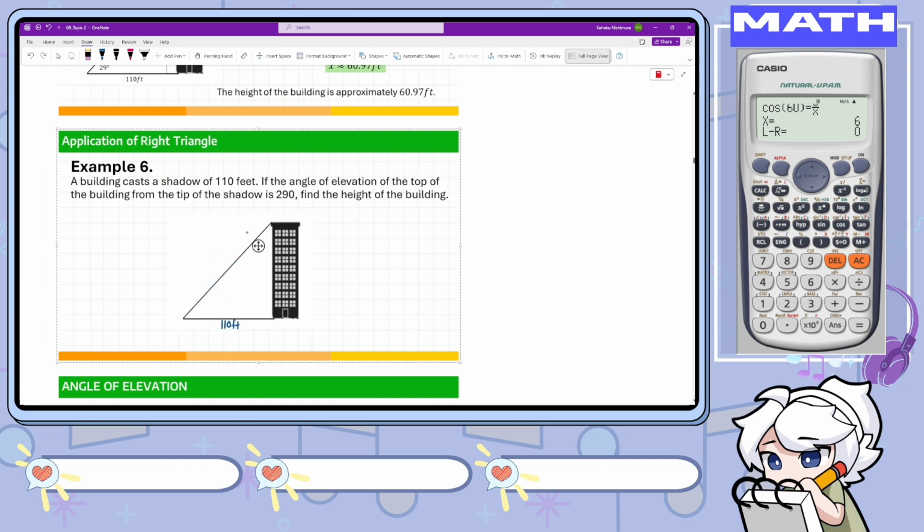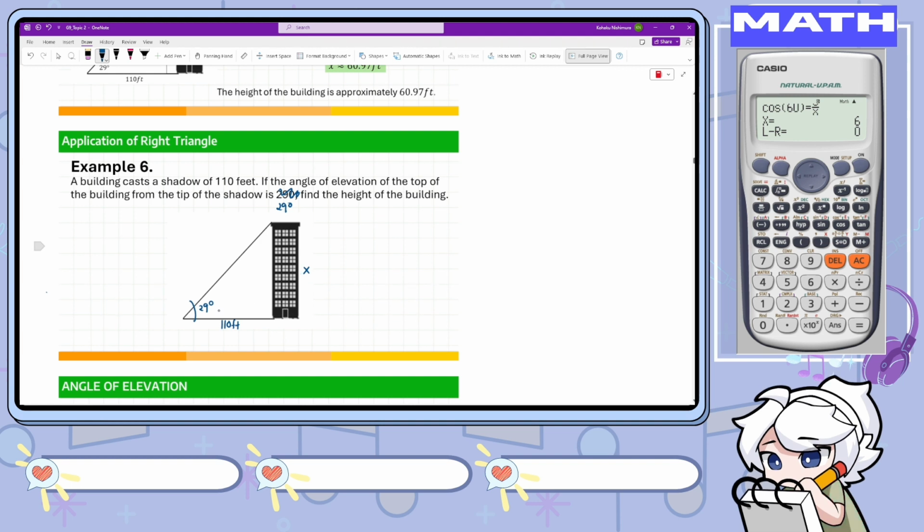Now, if we are going to refer to this particular figure, correction here, it's not 290, it's 29 degrees. So if the angle of elevation from the top of the building to the tip of the shadow is 29 degrees, it's this one. What is the height of the building? You're being asked what is this one. So let's put X here.